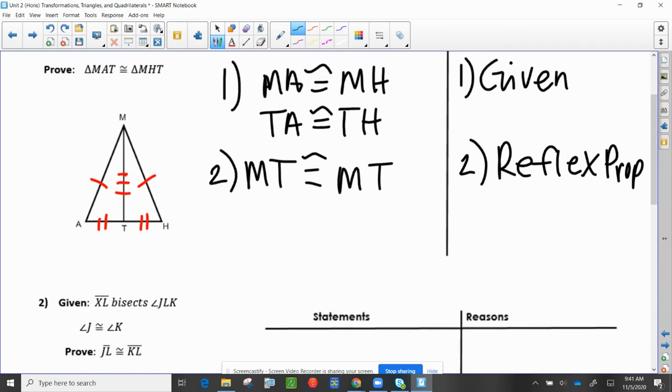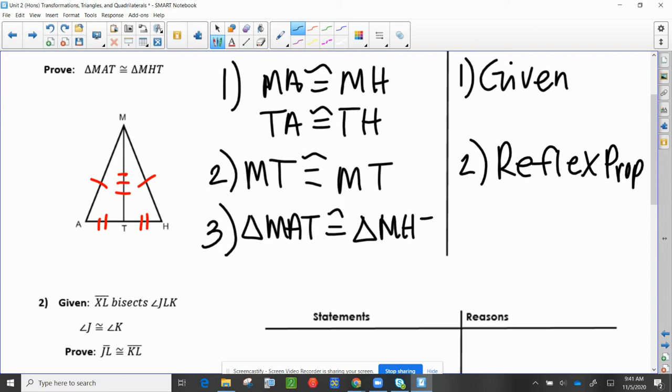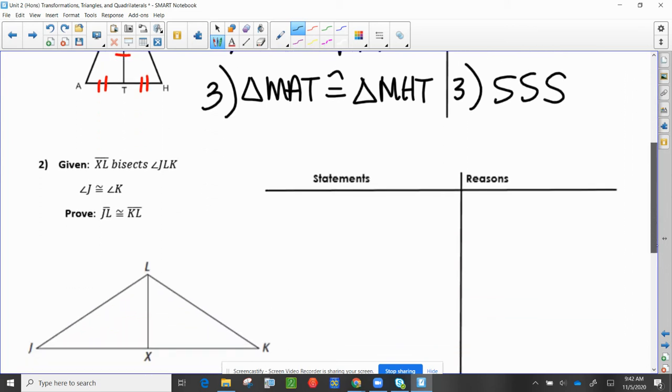So now I've proved 3 things are congruent, so I can prove those triangles, right? Triangle MAT to triangle MHT. And if you were right, we were proving those by side, side, side. Okay, we proved 3 sides congruent, so SSS. Let's do one more together, and then you guys are going to try one.